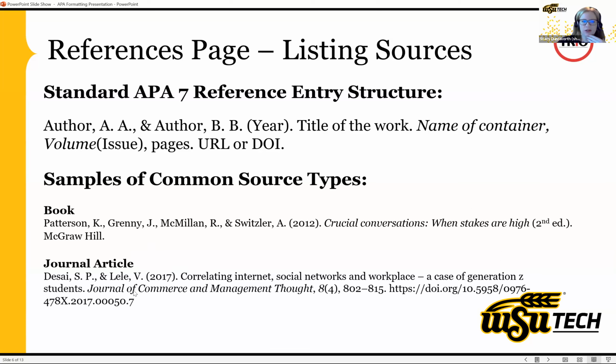And now a journal article. Again, note the title of the work, Correlating internet, social networks, and workplace. The first word has its first letter capitalized. The rest of it does not. That is for the title of the work, but down here in italics, this is a journal. And so Journal is capitalized just like you would expect it to be. And again, I don't know why that is. It just is, and it just takes some getting used to.